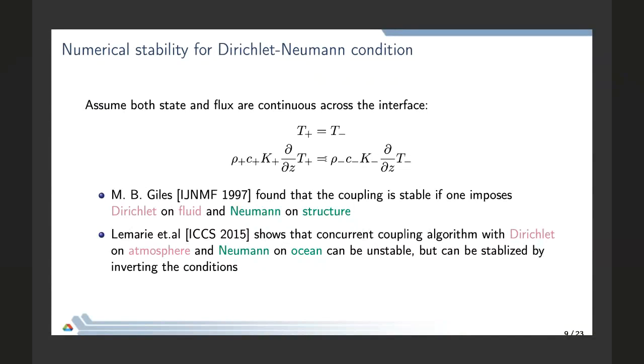And Lemarié borrowed pretty much the same idea in 2015 and used it on the stability analysis of concurrent coupling algorithms for ocean-atmosphere coupling. He points out that if we use Dirichlet condition on atmosphere and Neumann condition on ocean, the simulation can be unstable for certain parameter settings, but it can be stabilized by inverting the conditions. So the conclusions from these two papers are consistent with each other.